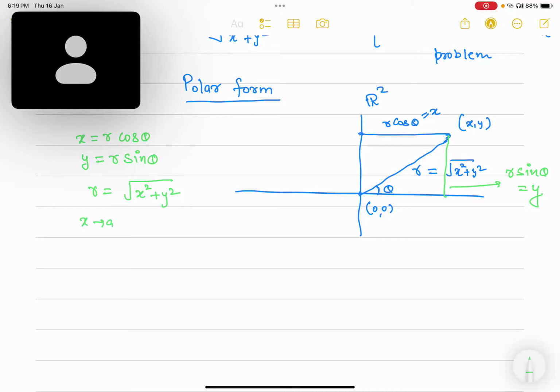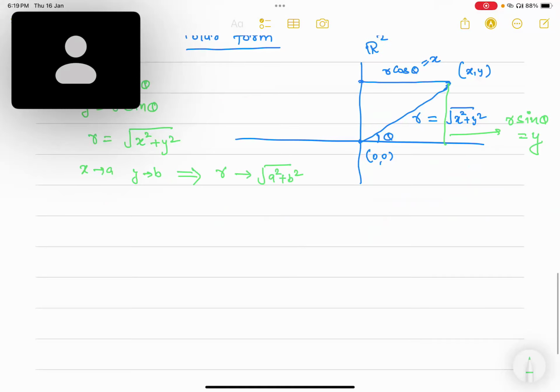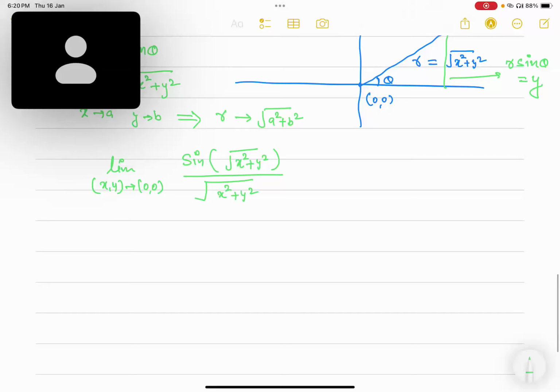Now suppose x goes to a and y goes to b, then this will imply r goes to under root a square plus b square. So our question was limit (x,y) tends to (0,0) of sine under root x square plus y square upon under root x square plus y square. Now use polar form. So we can write this as sine r upon r. Now there is no theta. And since (x,y) goes to (0,0), r will go to 0. Now this is a one variable problem, and this will be equal to 1.